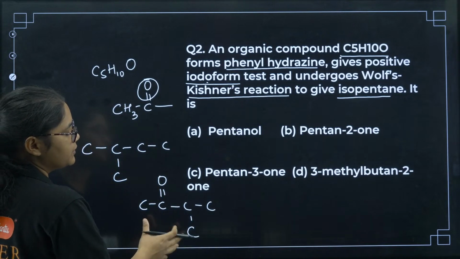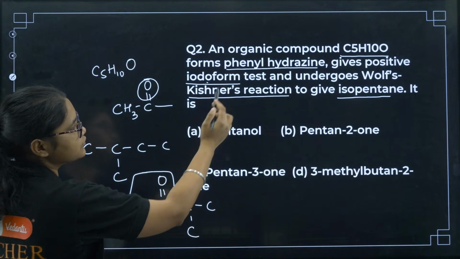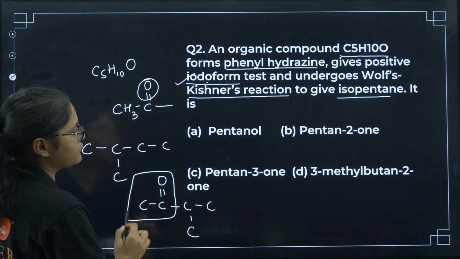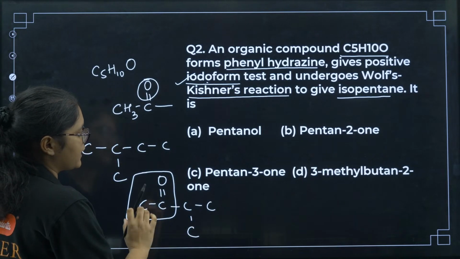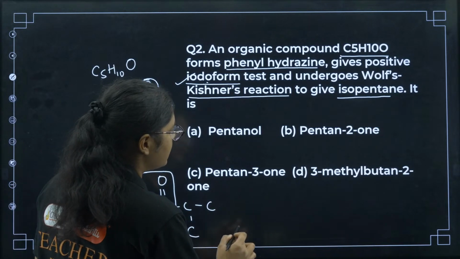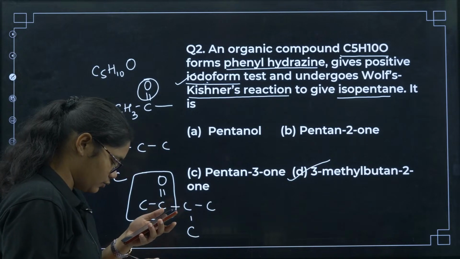If you have this group, you will get isopentane because the CH3CO group is there. You will also get the iodoform test, and it will also react with Wolff-Kishner reduction. The correct answer for this one will be 1, 2, 3, 4. So I can say 3-methyl-butane-2-one.